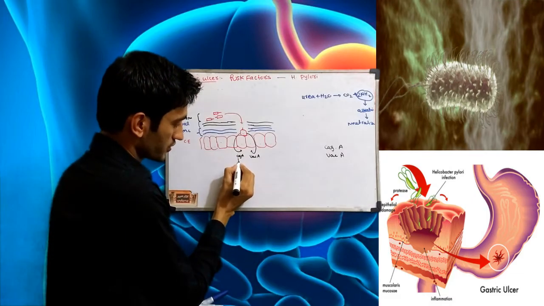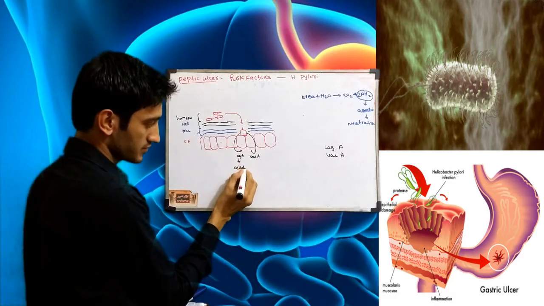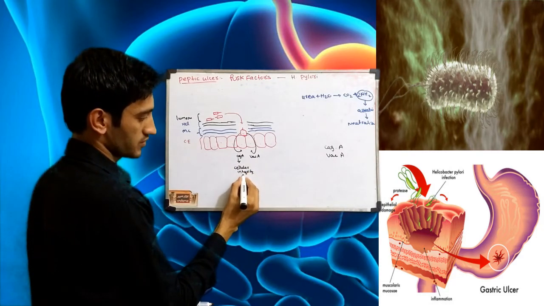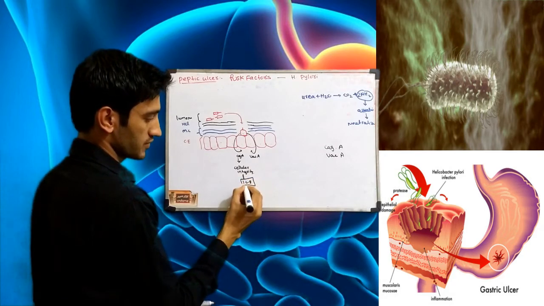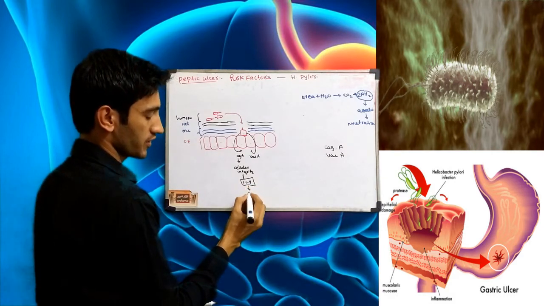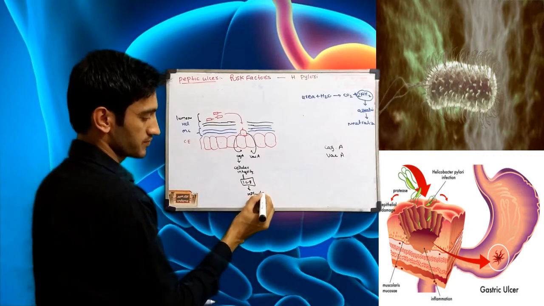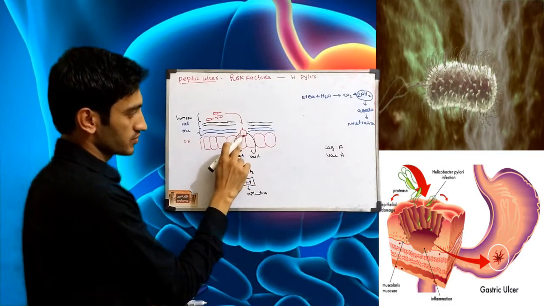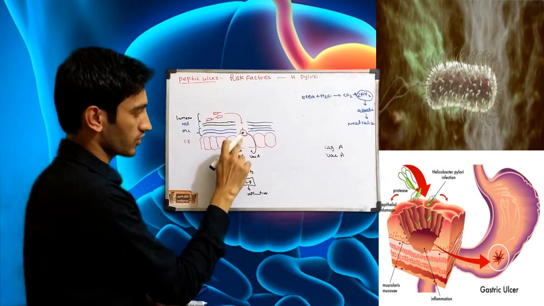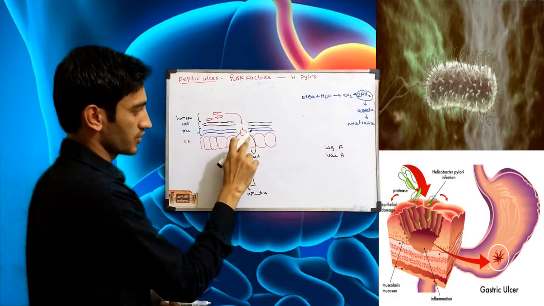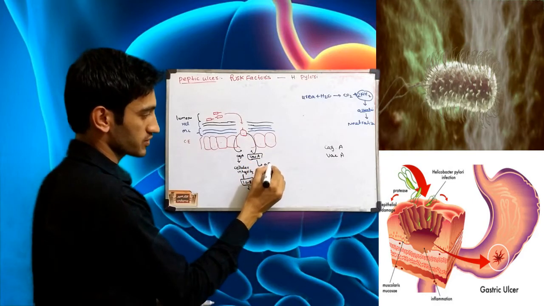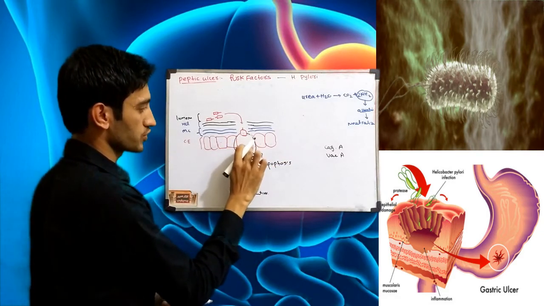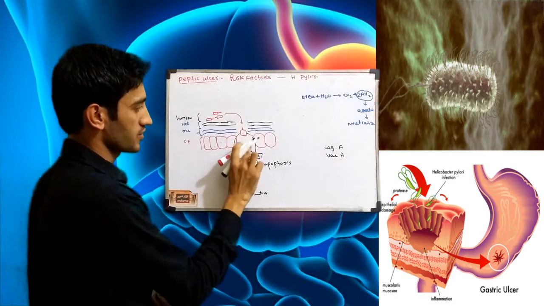Now this CagA will destroy the cellular integrity and it will release interleukin 8, which will attract the macrophages and will cause the inflammation. Whenever the cell integrity is lost and the tight junctions between the epithelial cells are lost, and when this VacA causes the apoptosis, a gap will be formed between the epithelial cells, a break or a gap will be formed.